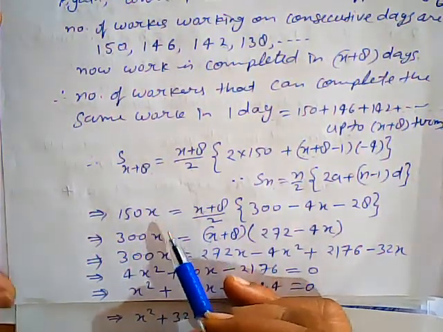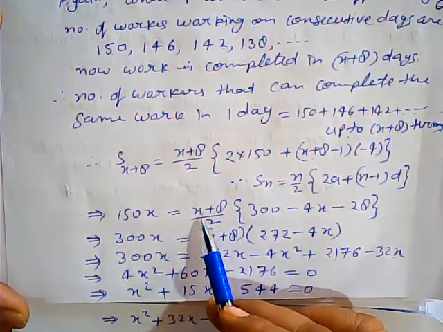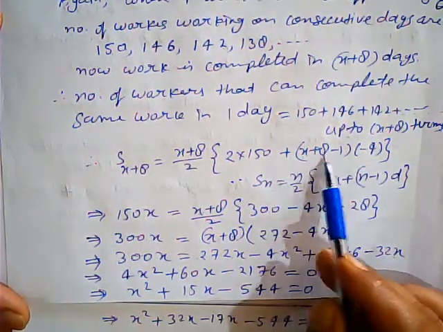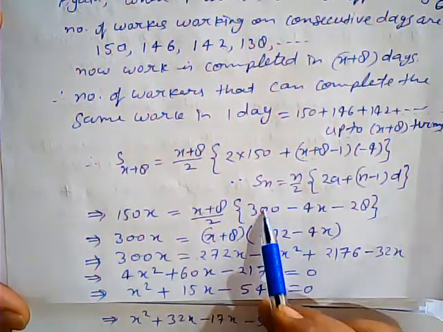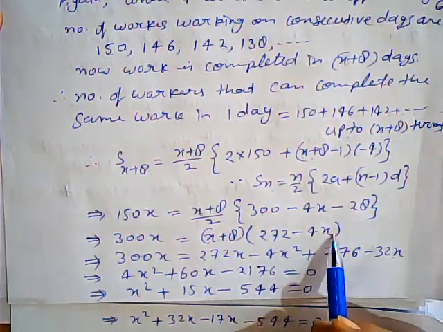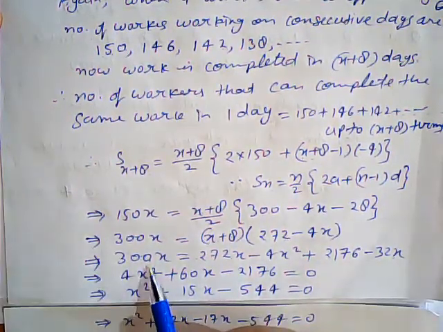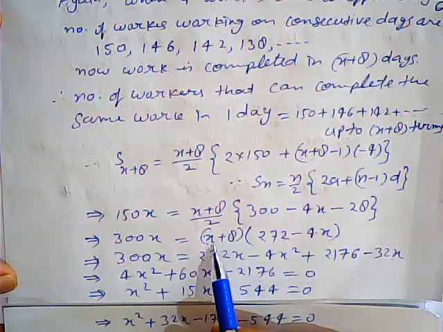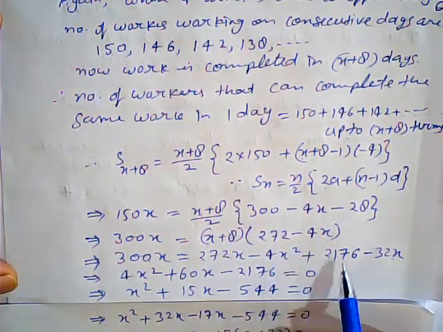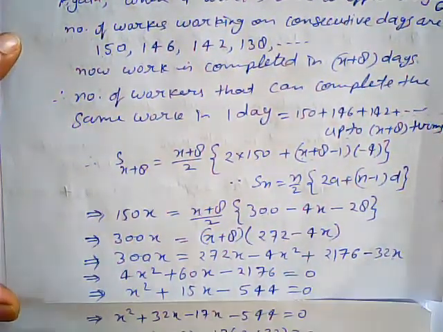Again, the work is completed by all these workers in one day. So now we calculate (x plus 8)/2 from here. 300 minus 4x, 7 fours are 28. We subtract this, so 300 minus 28 is 272 minus 4x. 300x, when we transpose this to the left side. Now open the brackets by multiplying these two expressions. We will get 272x minus 4x square plus 2176 minus 32x. Now transpose all the terms to the left side.